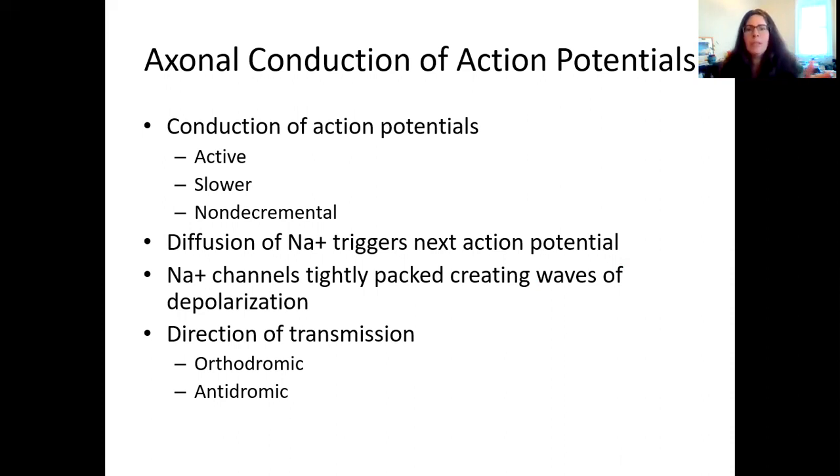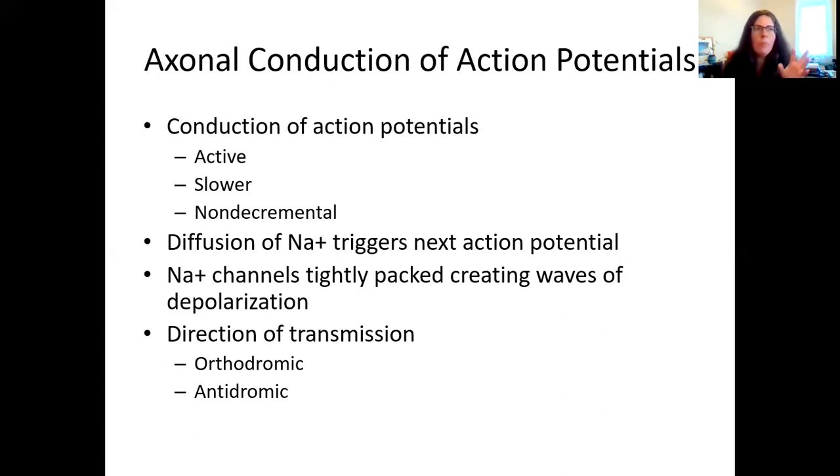Okay. When the sodium gets diffused, the next channel will open and it triggers the next portion of the action potential. Now, because of this type of regeneration, the message flows down an axon in a single direction. At the start of the action potential, some of the message transmits towards the cell body.